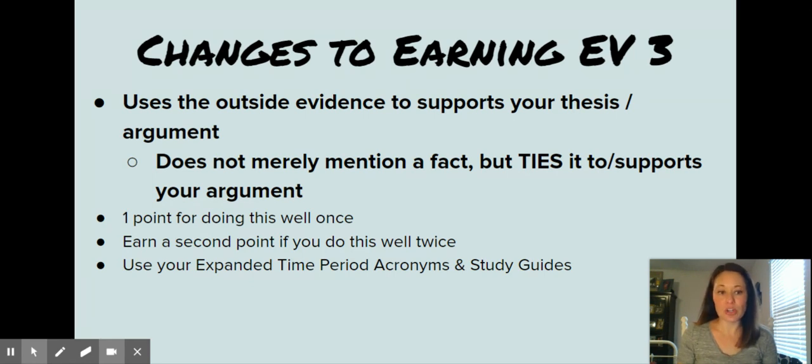Evidence 3 looks the same. You have to use outside evidence to support your thesis. You're not merely dropping in some facts that you know that are related to the topic of the prompt, but instead you are tying this outside fact that you know to your thesis in a way that supports your argument, supports your thesis. Some people like to tell their students to go ahead and pretend that whatever outside evidence you've come up with is itself a document. So you need to describe it for evidence 1, and then you need to explicitly state how it supports your argument, your thesis, to get credit for doing evidence 3, okay?